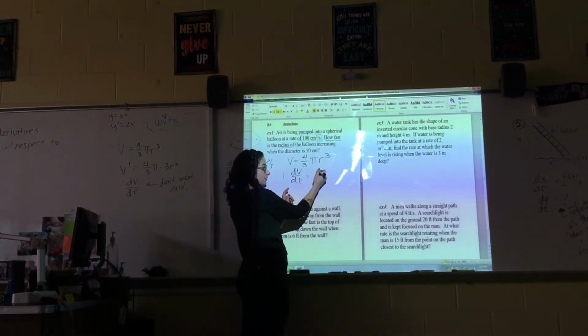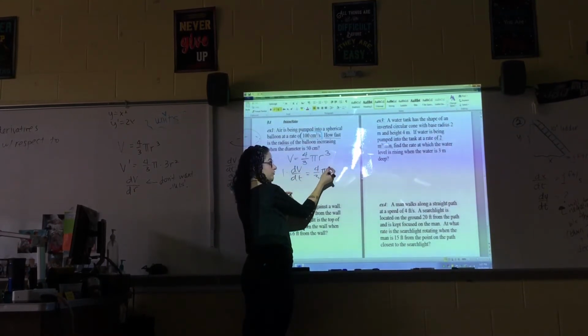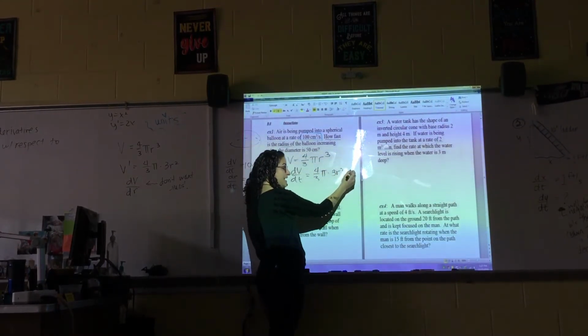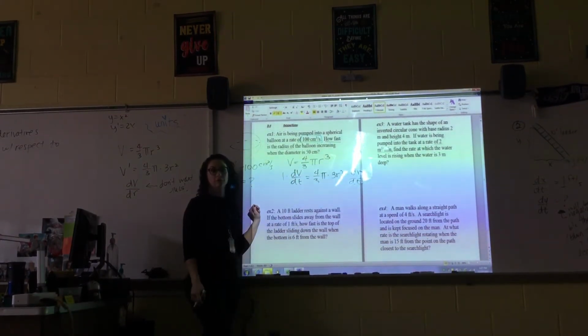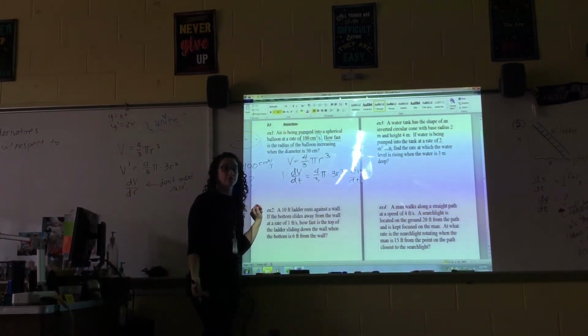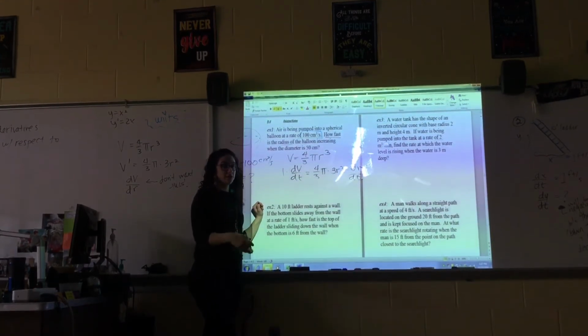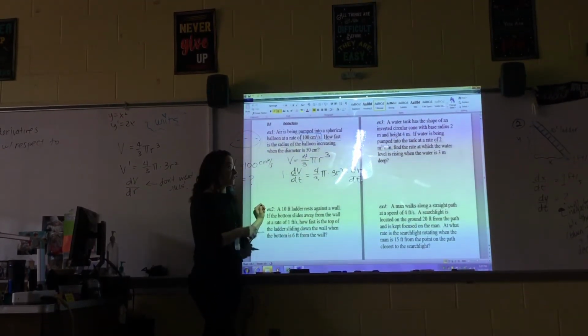The 4/3 pi is still a coefficient, so I'm still going to hold it. The derivative of r cubed is still 3r squared, but I just took the derivative of r with respect to time. And that's how my derivatives are going to look. I'm going to take the derivative of every variable implicitly with respect to time.